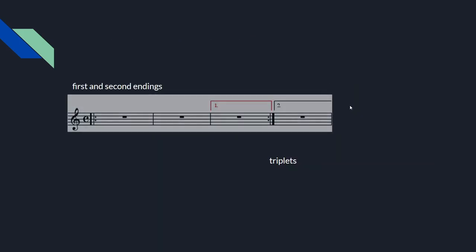Additionally, first and second endings work similar to repeat signs. In this example, you would play these 2 measures first, and then you would play the first ending, and then you see the repeat sign, you would go back to the beginning, play the first 2 measures again, but then instead of going to the first ending, you would skip to the second ending, and then after you play the second ending, you would move on.